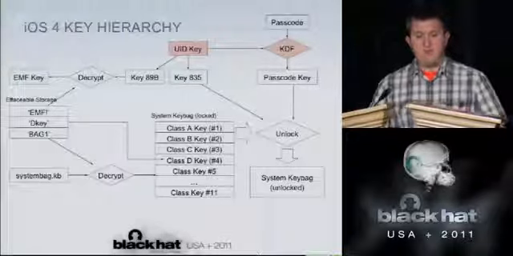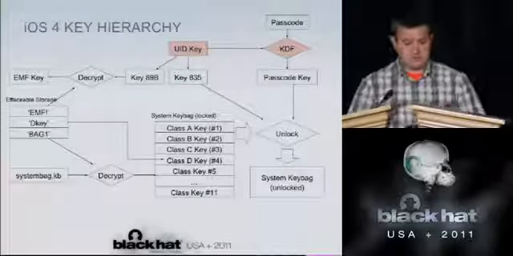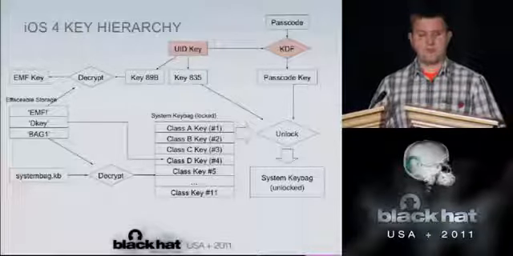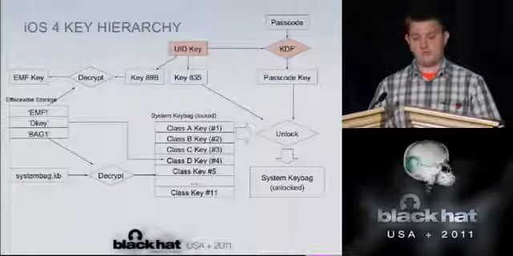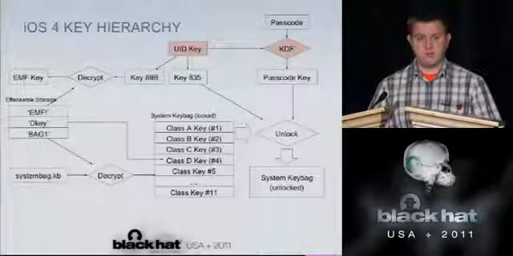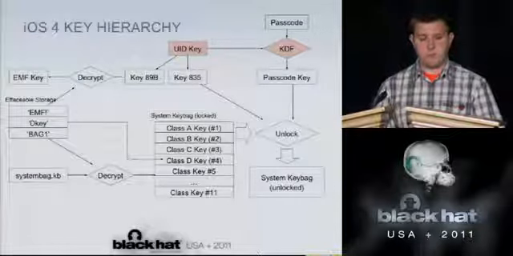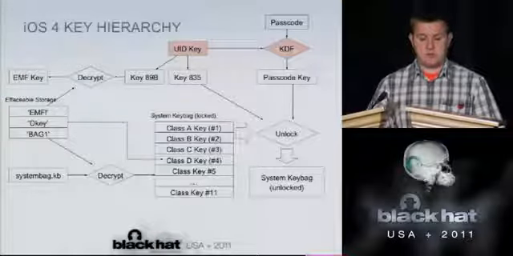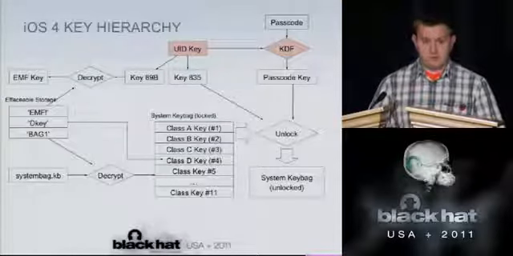And there is a special area on the iOS devices which is called effaceable storage. Its purpose is to store small amounts of data which may require fast wipe. So this is the name, effaceable storage. And on iOS 4, it stores three encryption keys.